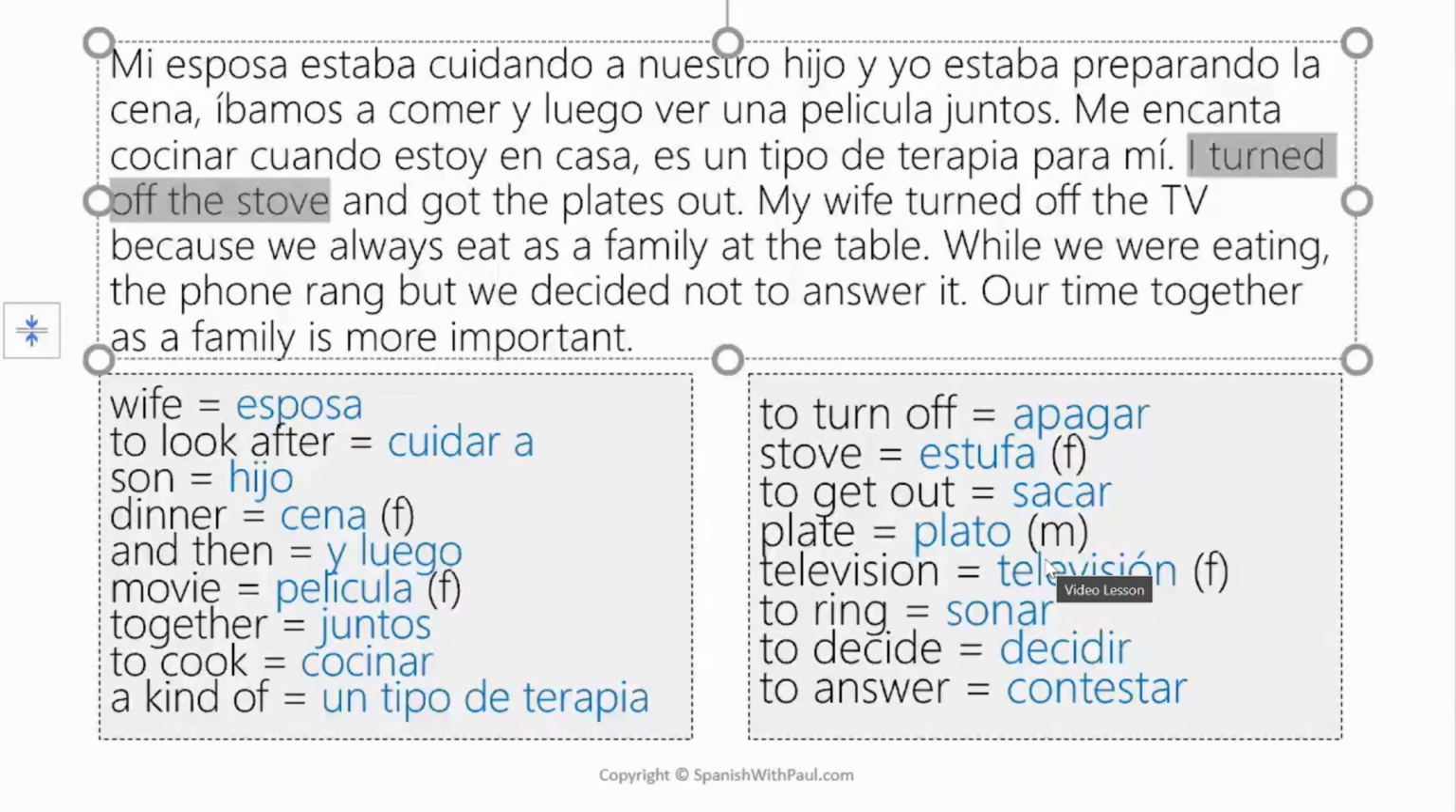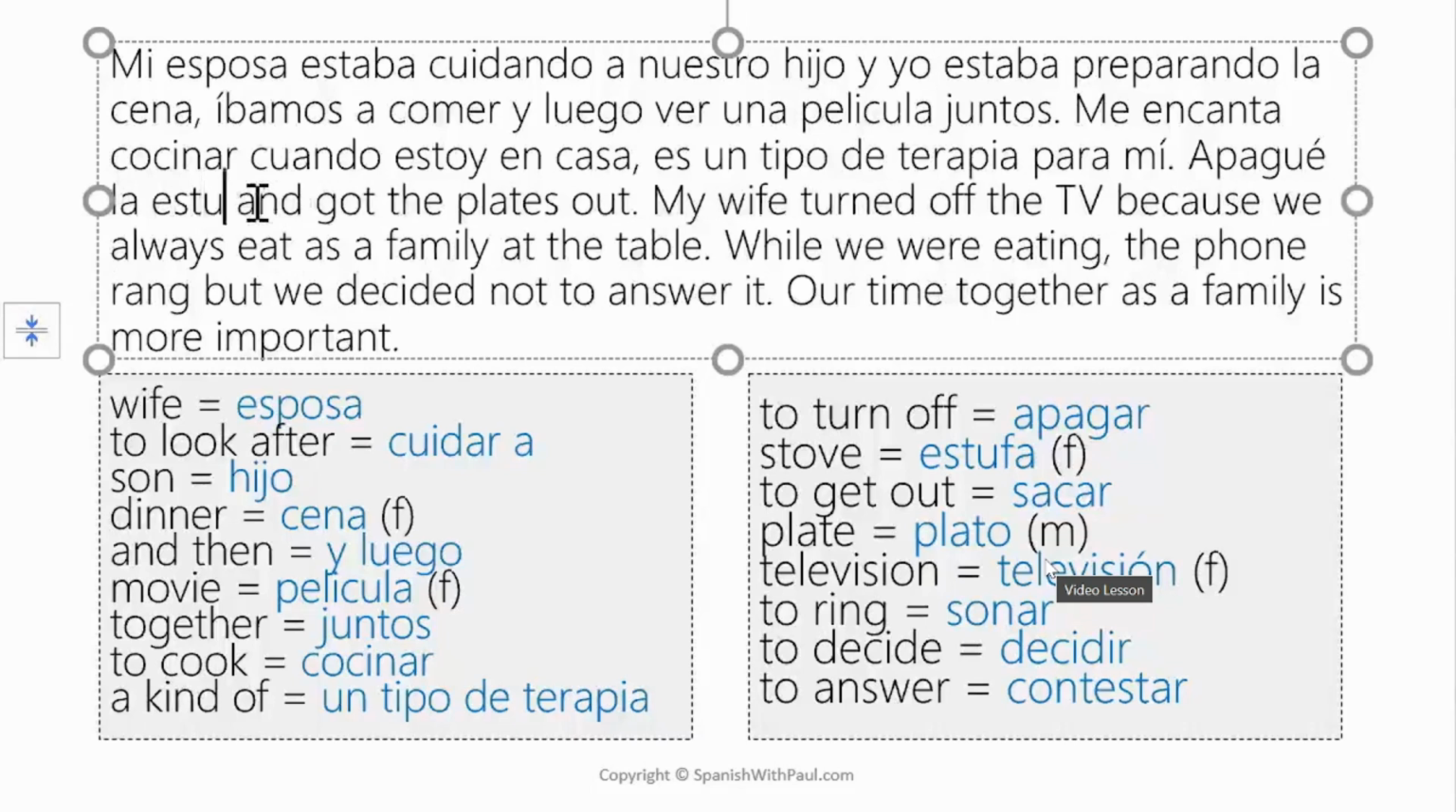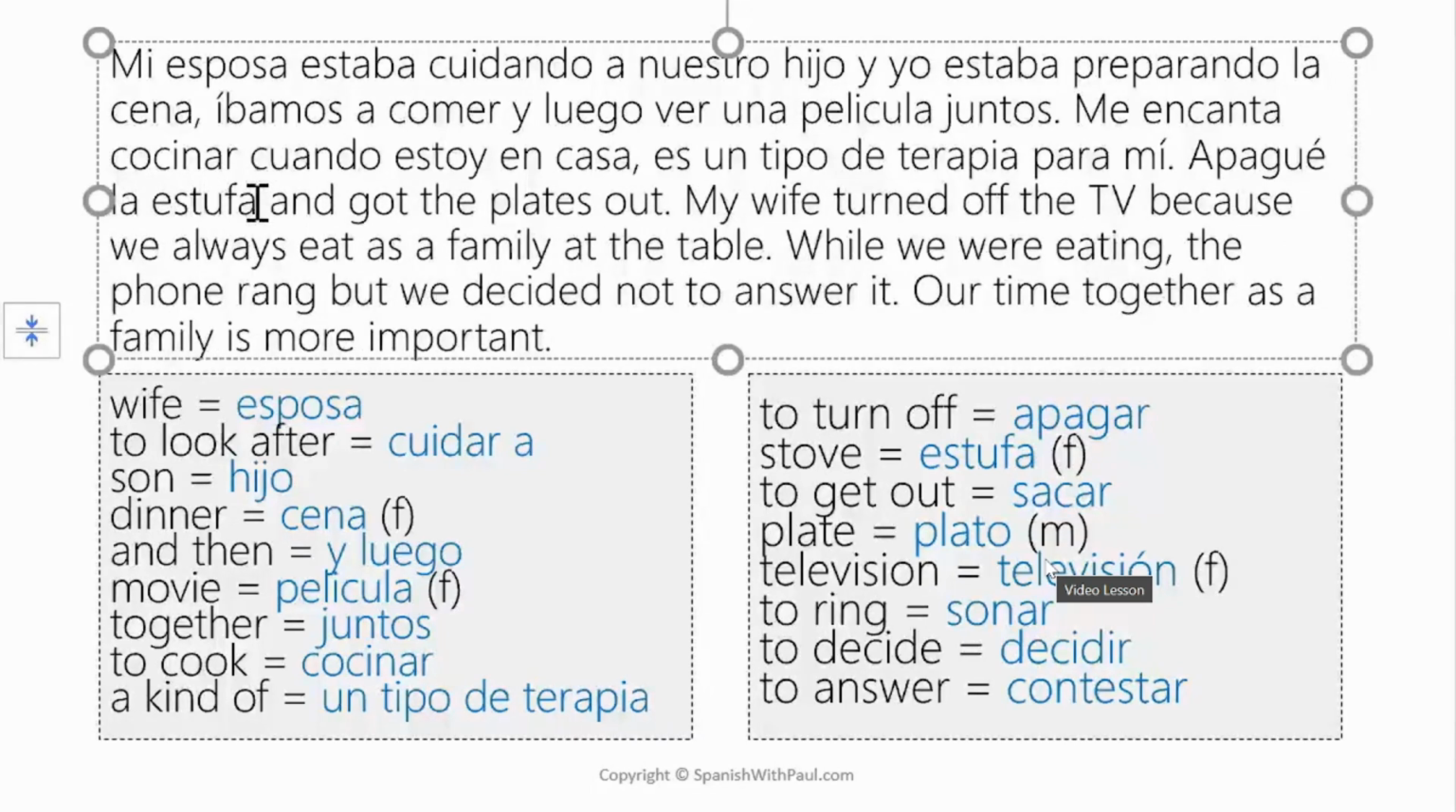And notice the spelling here. So it's going to take the UE to hold up this sound, apagué. Then la estufa. And got the plates out. This is another action. This was done. It was started. You know, I opened the cupboard door. I got the plates. It's done. The action is completed. So sacar, again, will go to saqué.